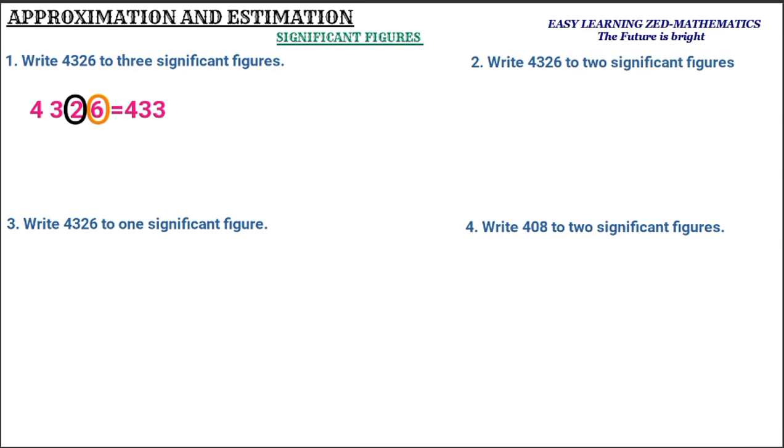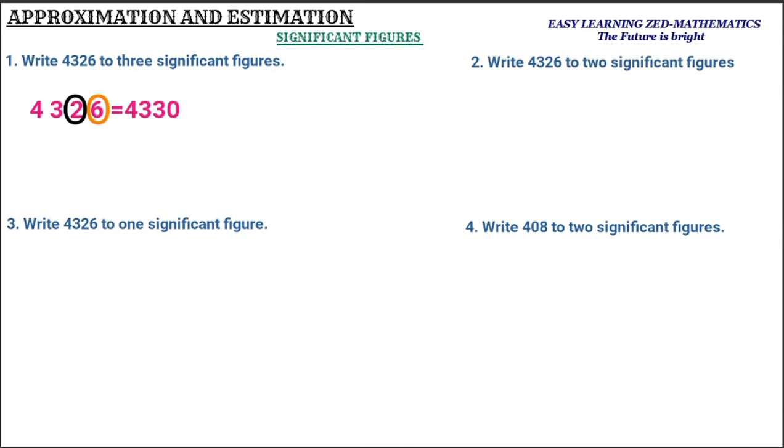Since we are removing 6, then where there was 6, we are going to put 0. So writing 4,326 to 3 significant figures will become 4,330. Okay, let's go to question 2.